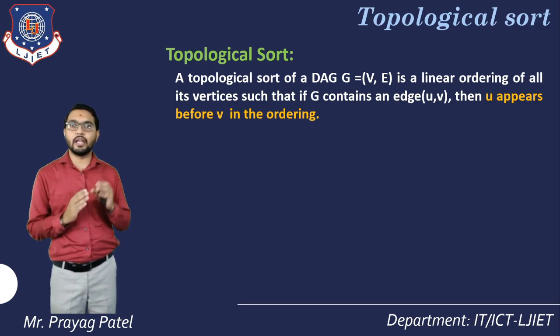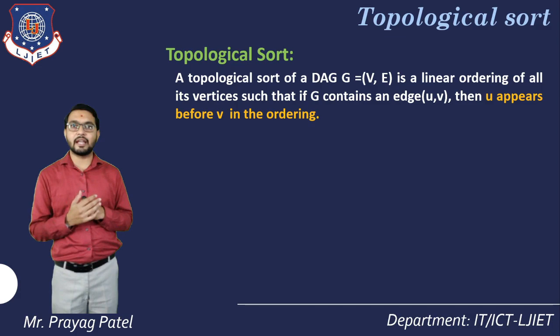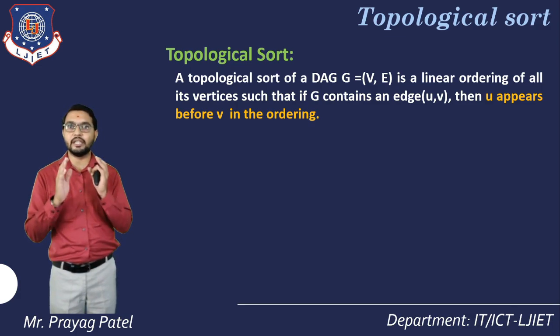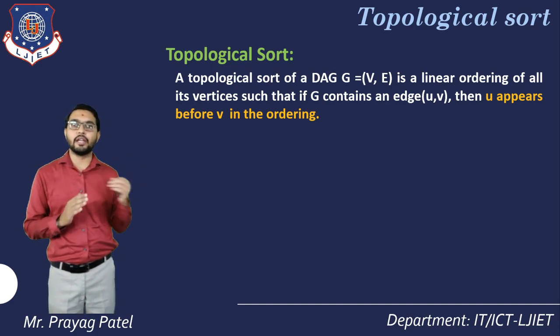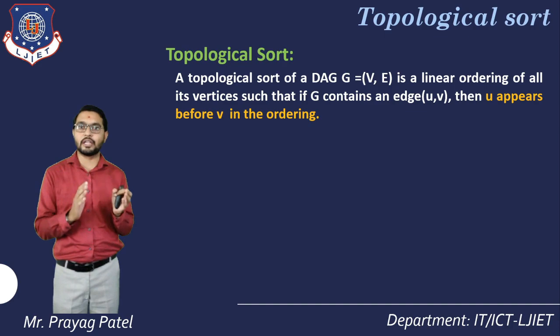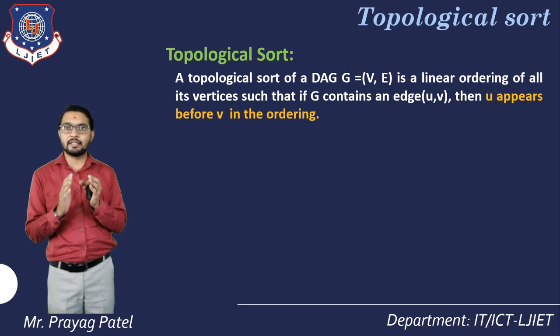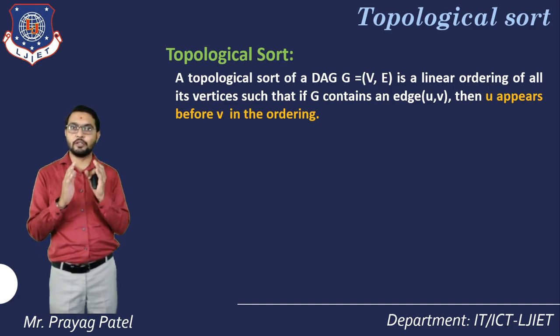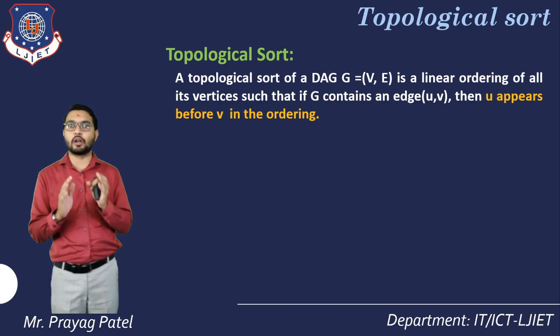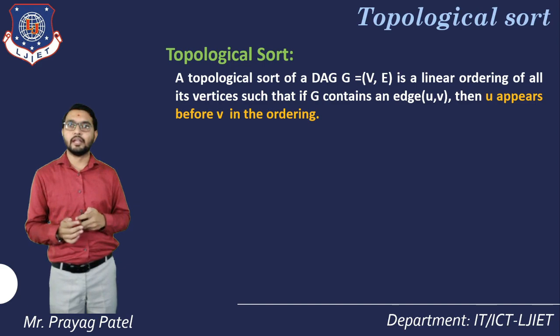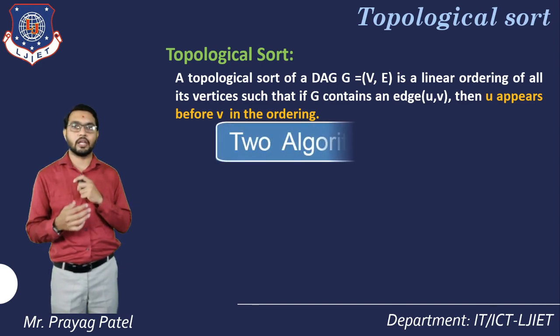It is a linear ordering of all its vertices such that if G contains an edge (U, V), meaning in graph G one edge is U to V, then U appears before V in the ordering. That means if one edge in the graph is U to V, then node U appears before V in the topological sort order. This is considered the topological sort.